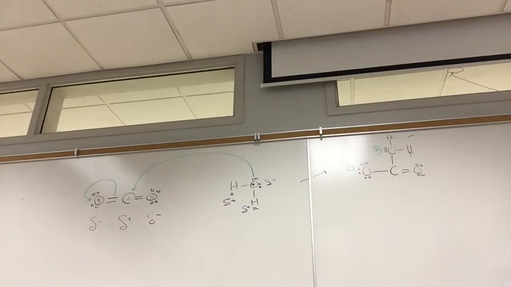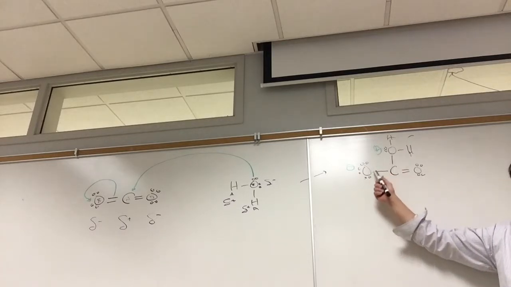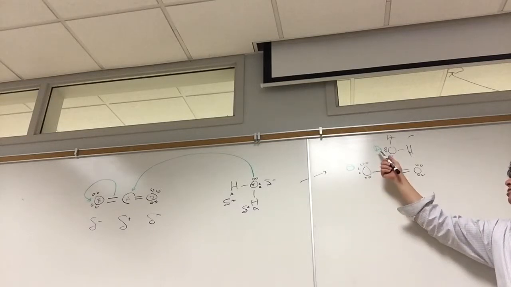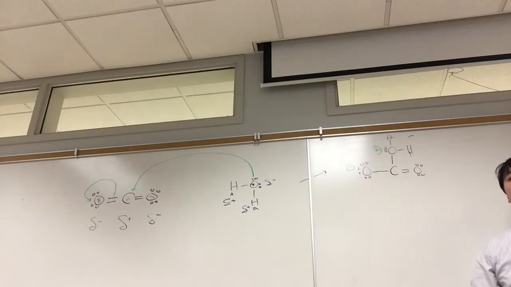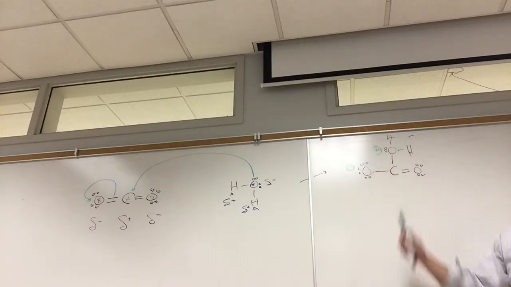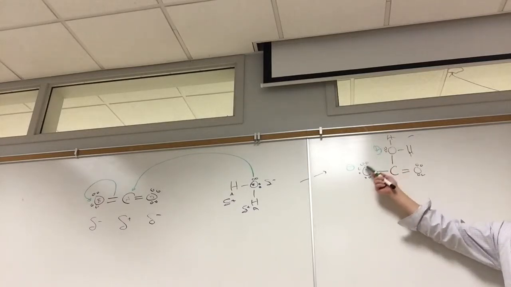And this is why we try to get rid of formal charges if it's possible, because formal charges are usually a result of somebody losing an electron and somebody gaining electrons. But anyway, this is what we end up with. So this doesn't look like a good situation because we got these formal charges.